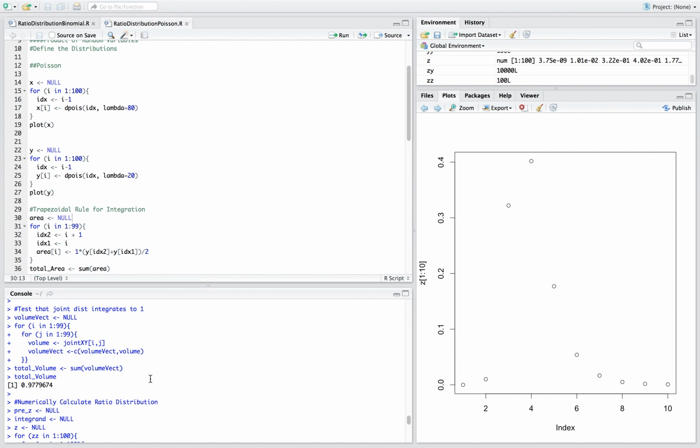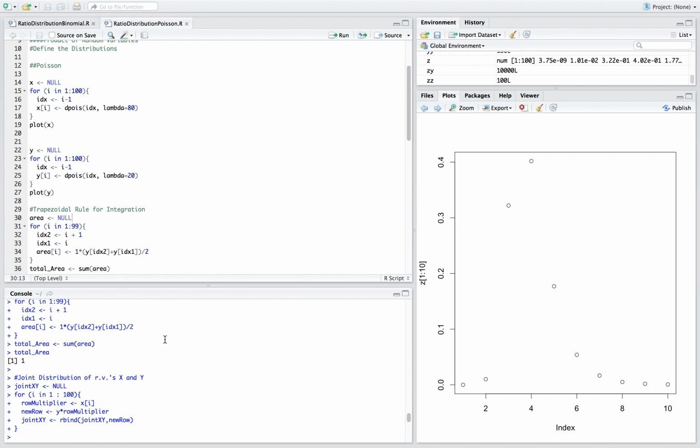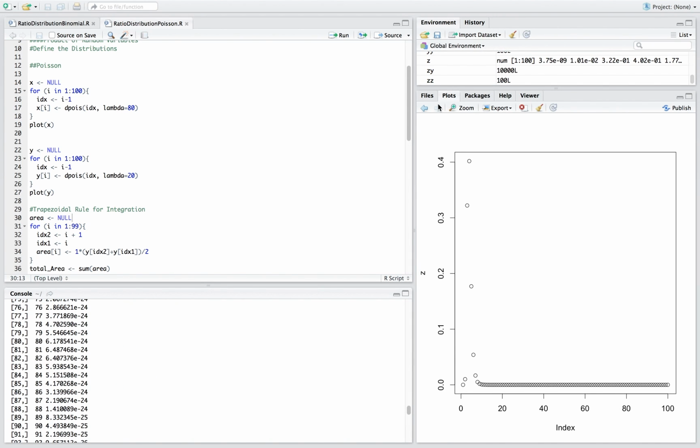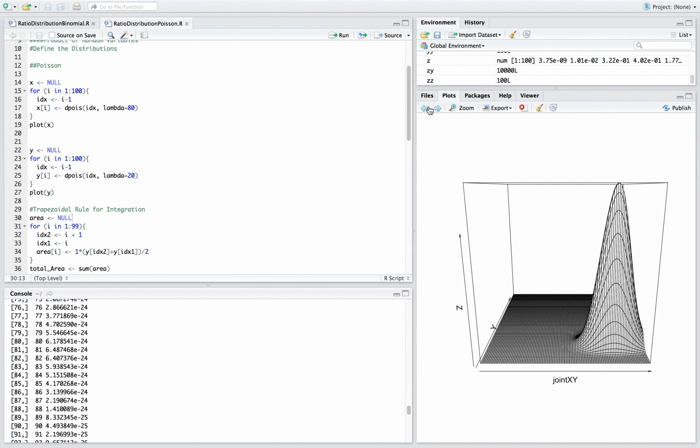If we want to verify that the joint distribution integrates to 1, we can. That's what this says. There's a lot of round-off error in these calculations, but it's approximately correct. So that's the ratio distributions.